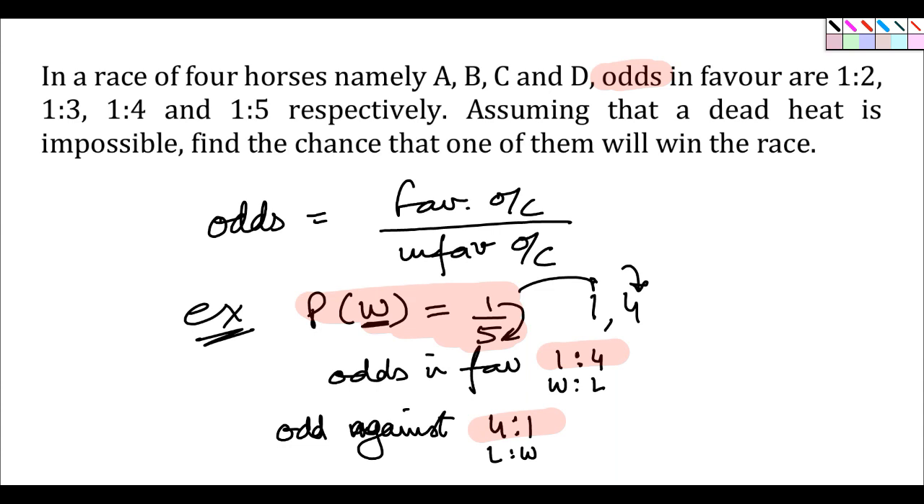Now let us take the first case. In a race of 4 horses, namely A, B, C, D, odds in favor are 1:2, 1:3, 1:4, 1:5 respectively. So what is happening in case of A? If I talk only of A, odds in favor of A are 1:2. So this is win and this is loss.